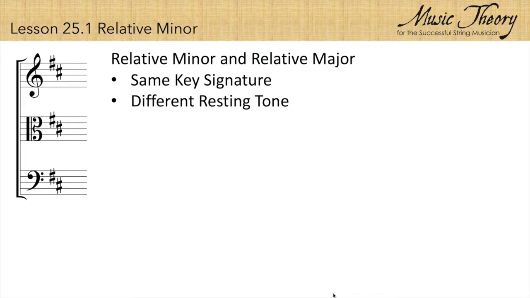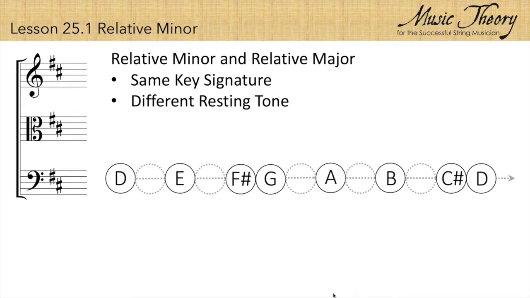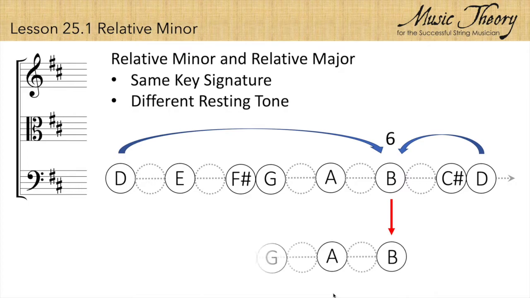The key with two sharps is a D major scale. You go up to the sixth scale degree, or down a minor third, and you'll figure out that the relative minor of D major is B minor.